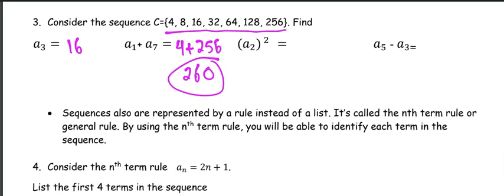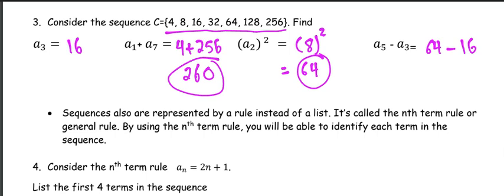A sub 2, or the second term squared: the second term is 8, squared in the calculator is 64. The fifth term minus the third term. The fifth term is 64. The third term is 16. In the calculator, the answer is 48.